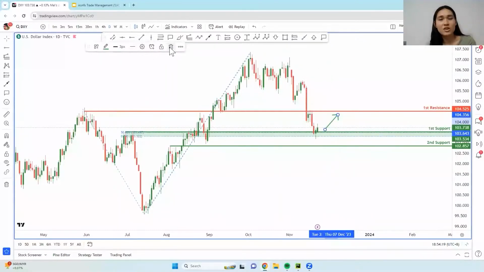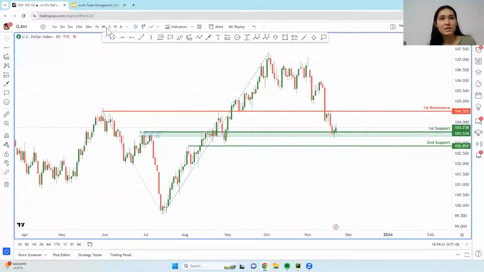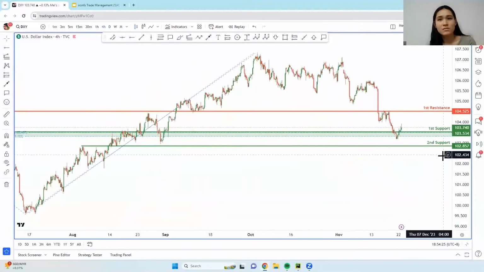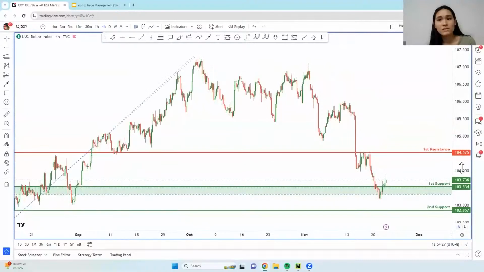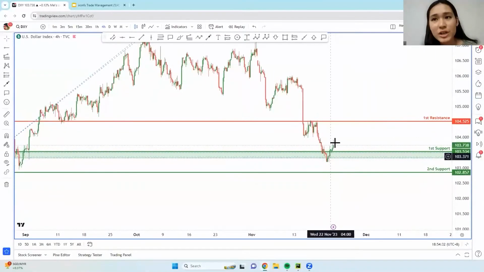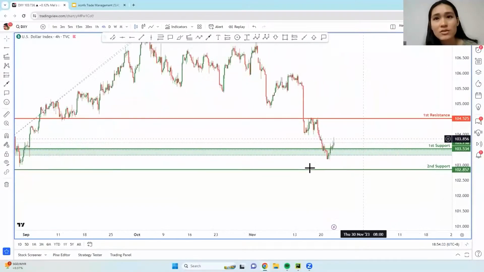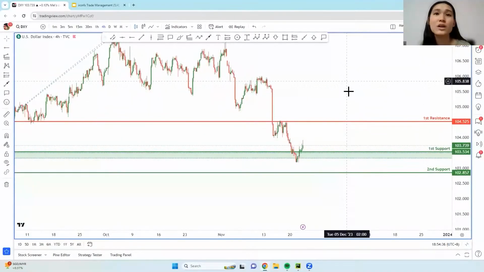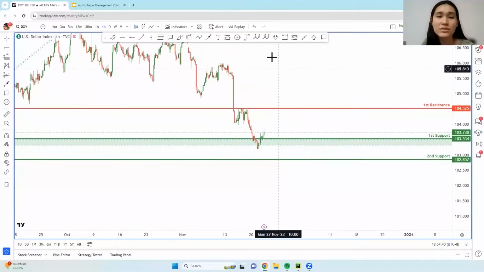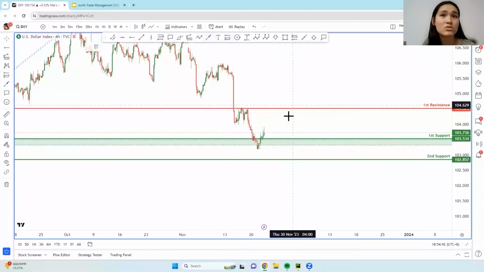Okay, let's take a look at this on our 4-hour time frame. So on our 4-hour time frame, we definitely see prices kind of reacting off of our first support as well. So yeah, we can definitely still expect prices to continue to increase towards our first resistance.